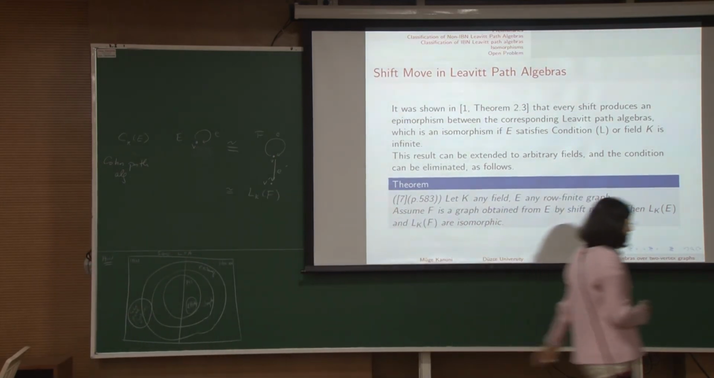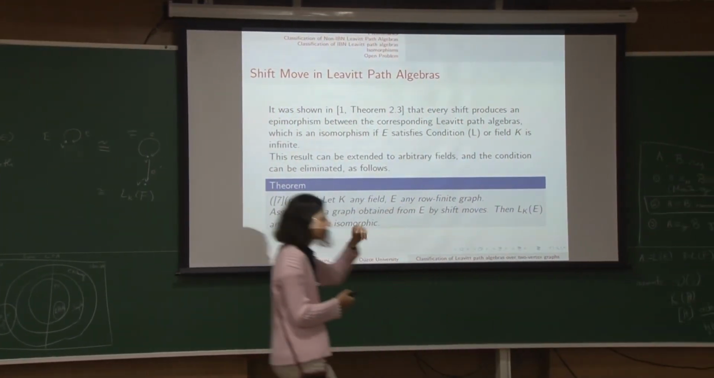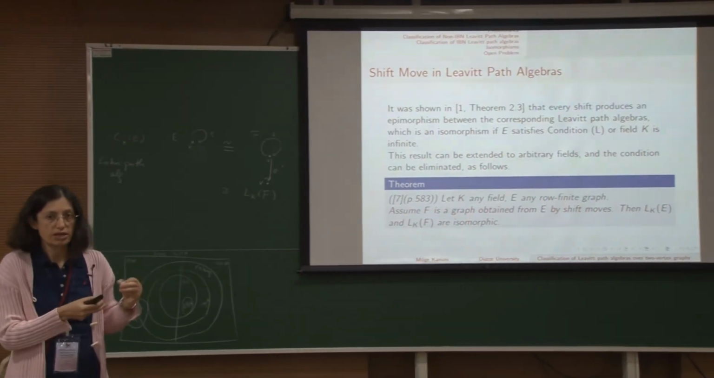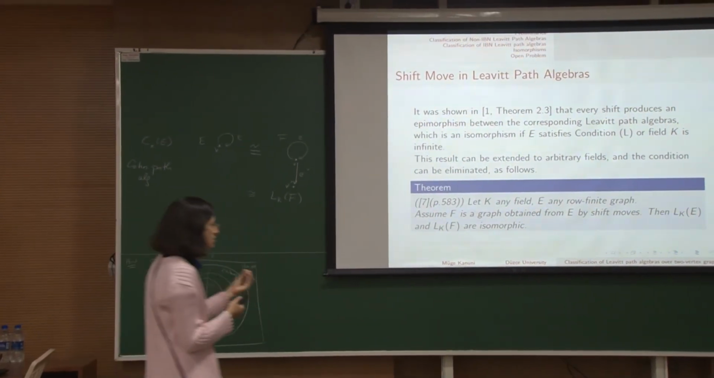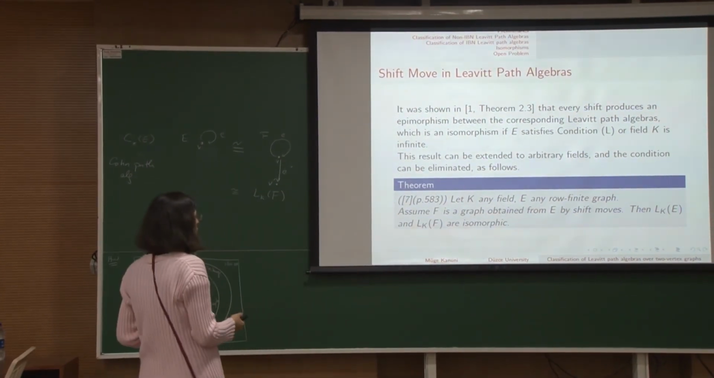I'm going to show you how we compute some of the K0s. Just to do an example, I'm going to look at two vertex graphs. So we will have some hands-on exercises to do. That's how I want to finish up today.